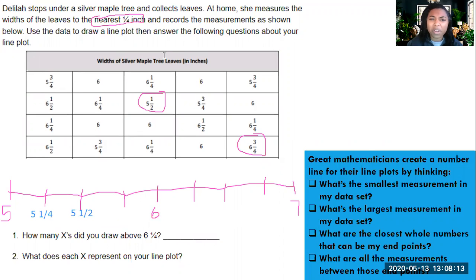I want you to think, what would come next? Yeah, so I'm measuring by 1/4 inch. So 5.5 is 2/4. So 2/4 plus 1/4, that's 5 3/4.